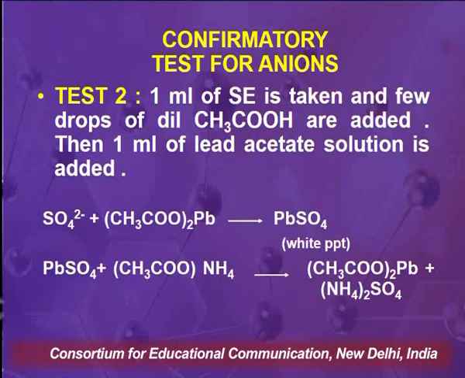So the chemistry involved is as follows, where sulfate ions react with lead acetate to produce lead sulfate. Lead sulfate is a white precipitate, and this lead sulfate on further action with ammonium acetate gives lead acetate, that is, lead sulfate gets dissolved in ammonium acetate to produce lead acetate and ammonium sulfate.